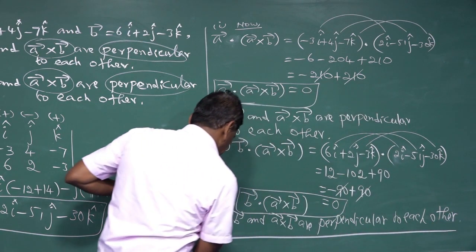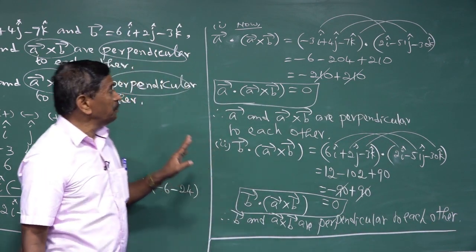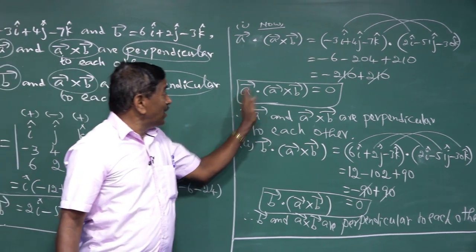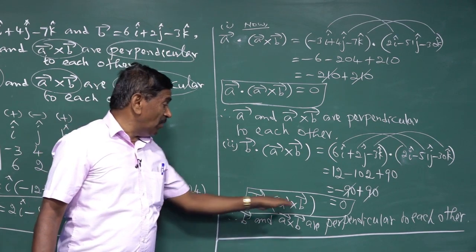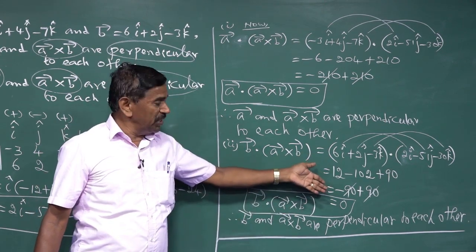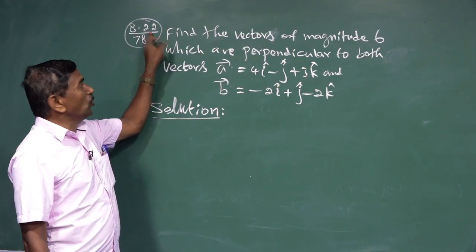This question is very simple. Prove that A vector and A cross B are perpendicular to each other. Also prove that B vector and A cross B are perpendicular to each other. That is the answer. Example 22.